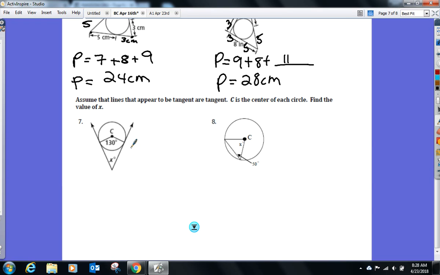You guys already learned today, if these are tangents and I draw a radii, what's being created right here in particular? A right angle. Is there another right angle in that diagram? Yeah, I have another tangent line and another radii drawn, so I have a right angle here. Does that help at all to find x?